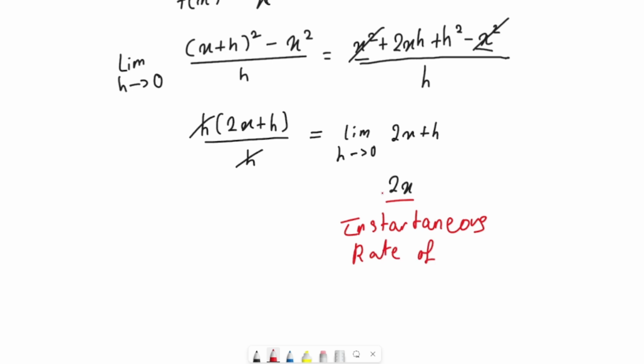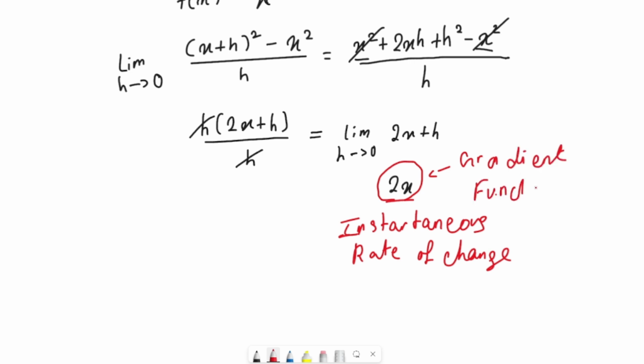Now, you may be thinking, oh, but we have an x here. The x here is basically because we can plug in any value of x to find the gradient, or the instantaneous rate of change, at that point. So this is basically the gradient function. A better way to say it: this is the gradient function. It doesn't give you a constant gradient because on a curve, the gradient isn't constant. So you need a function that describes the gradient, right?